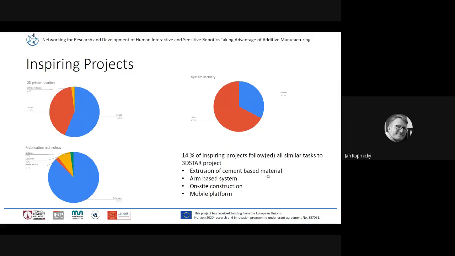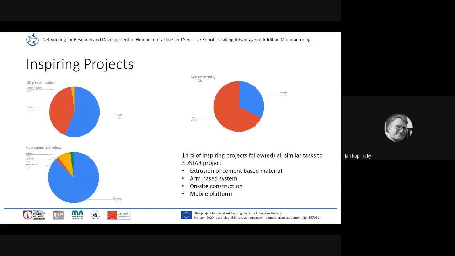Well, from this table of inspiring projects, I made these graphs. What you can see is how these following projects are divided from the point of view of 3D printer location. So it's, let's say, 50-50 off-site, on-site.